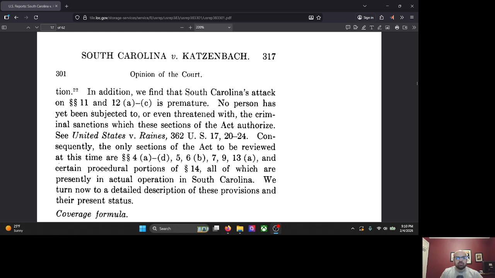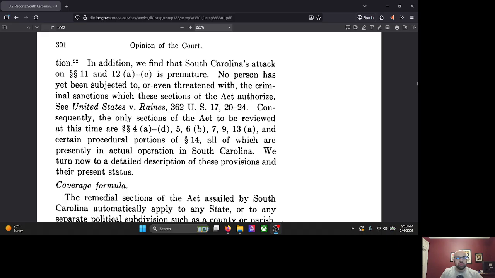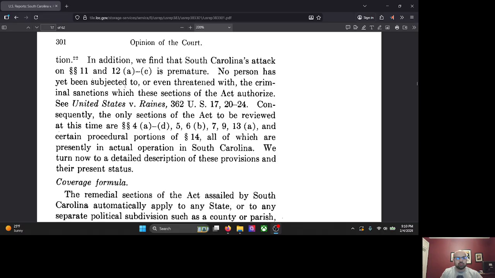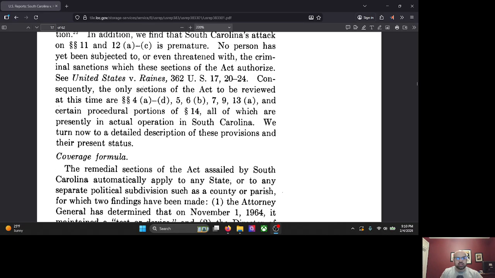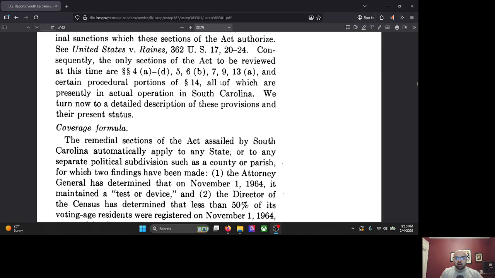In addition, we find that South Carolina's attack on subsections 11 and 12A through C is premature. No person has yet been subjected to or even threatened with the criminal sanctions which these sections of the Act authorize. Consequently, the only sections of the Act to be reviewed at this time are subsections 4A through D, 5, 6B, 7, 9, 13A, and certain procedural portions of subsection 14, all of which are presently in actual operation in South Carolina. We turn now to a detailed description of these provisions and their present status.